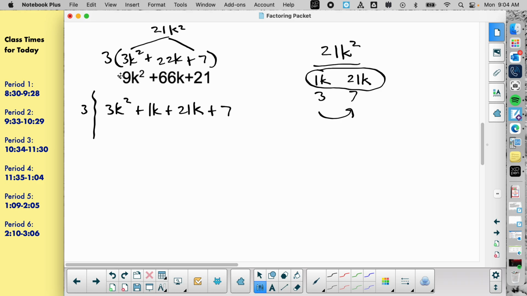Right here. So as soon as I factored out 3, I am no longer going to do the problem with the bigger numbers. I am now going to do 3k squared plus 22k plus 7. So that has smaller numbers. Is that what you meant by where I got the 22 from?